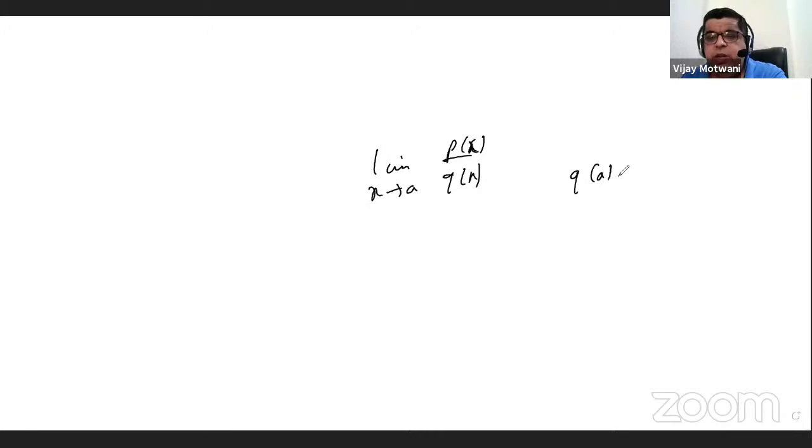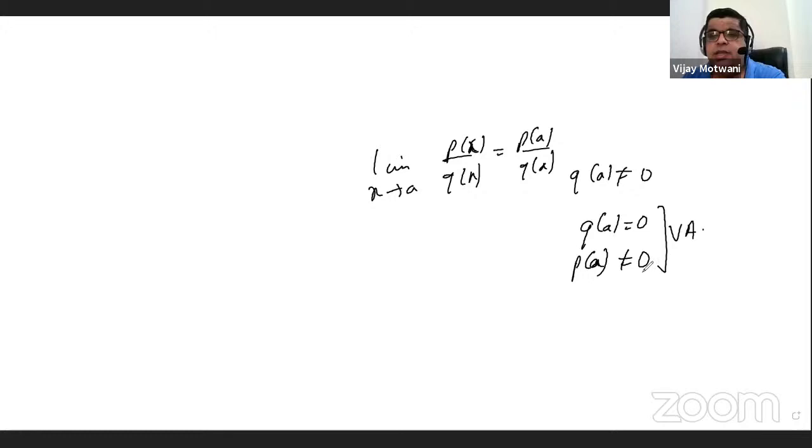You can do a simple thing. Check if q of a is equal to 0. If q of a is not equal to 0, then the answer to this question would be p of a upon q of a. That is, simply put the value of a into the expression and get the answer. Matter is done, right? If you find q of a is equal to 0, please go on to check p of a. If p of a is not equal to 0, then please remember the limit will not exist, because this is effectively a condition of vertical asymptote, right? As I told you, for a particular value, if the denominator is 0 and the numerator is not, we get a vertical asymptote. Vertical asymptote means limit x tends to a does not exist.